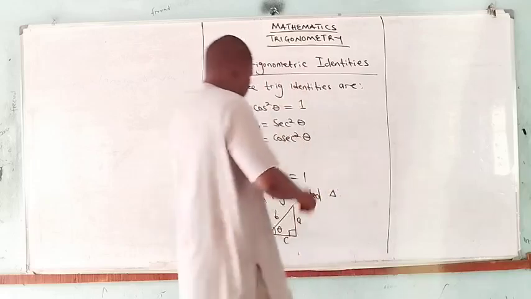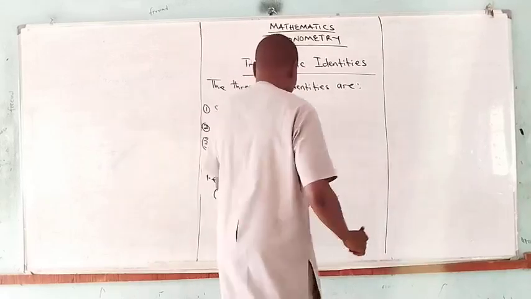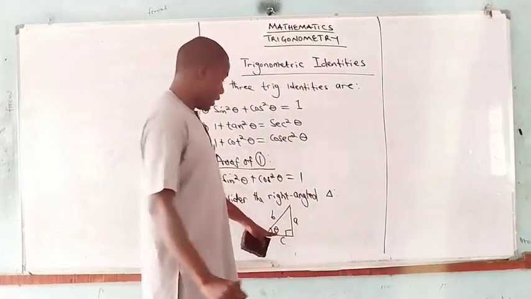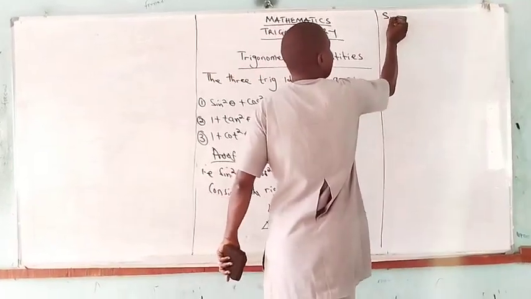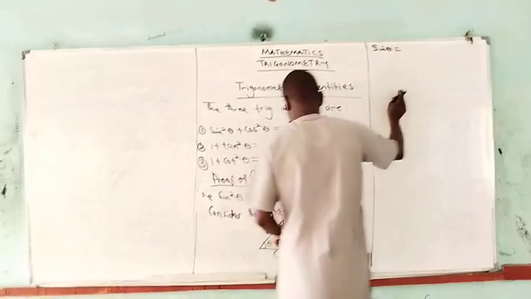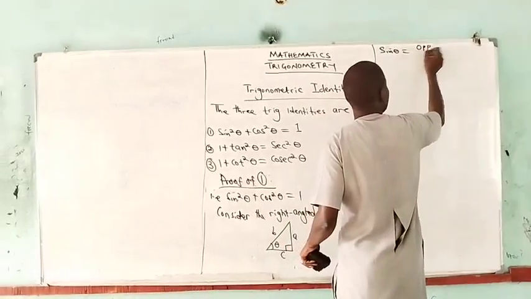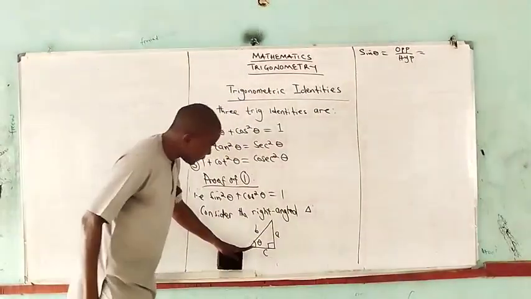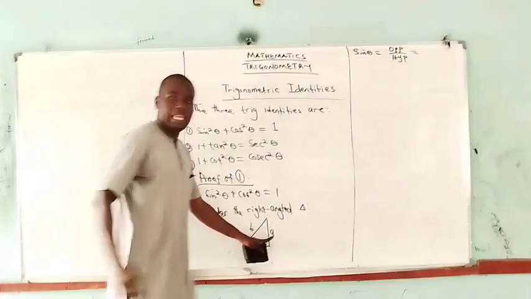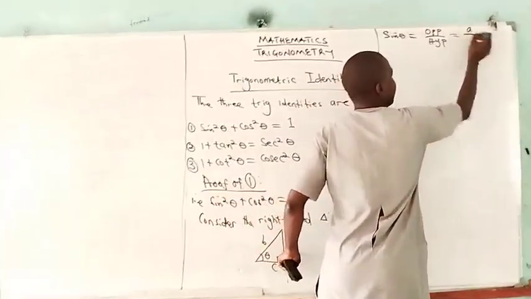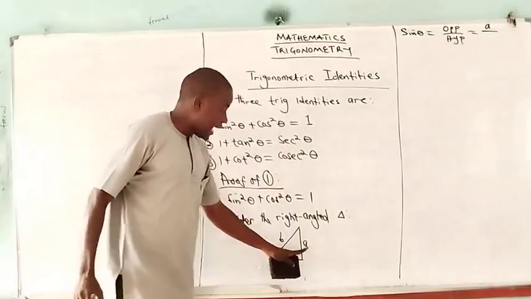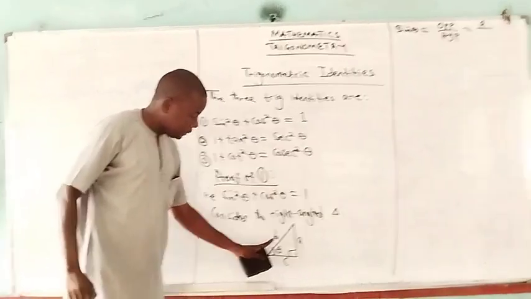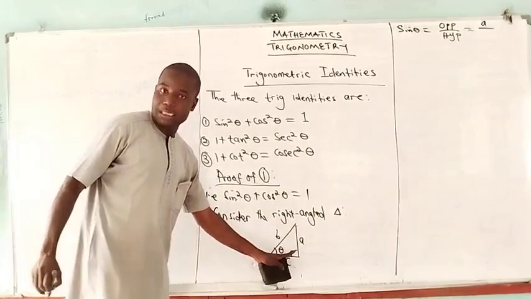So look at this. Using this right angle triangle, what is sine theta? Sine theta, we know that is opposite over hypotenuse. What is the opposite of this angle? It is A. What is the hypotenuse of this? It is B, the longest one, the one facing the right angle.